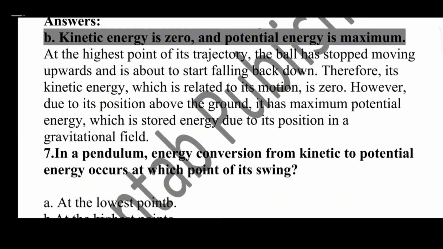At the highest point of its trajectory, the ball has stopped moving upwards and is about to start falling back down. Therefore, its kinetic energy, which is related to its motion, is zero. However, due to its position above the ground, it has maximum potential energy, which is stored energy due to its position in a gravitational field.